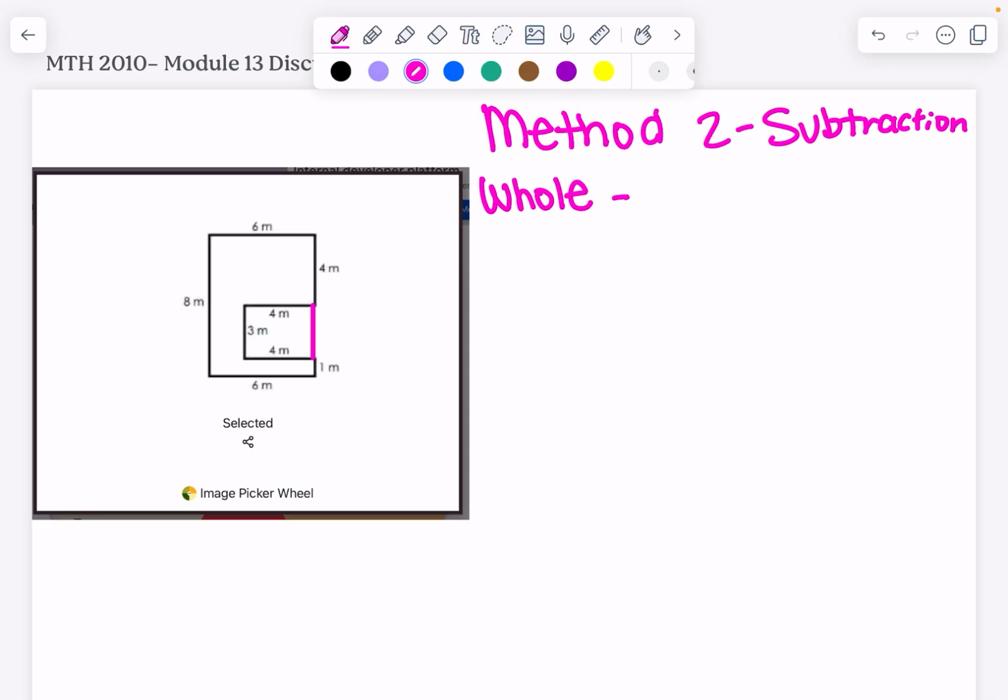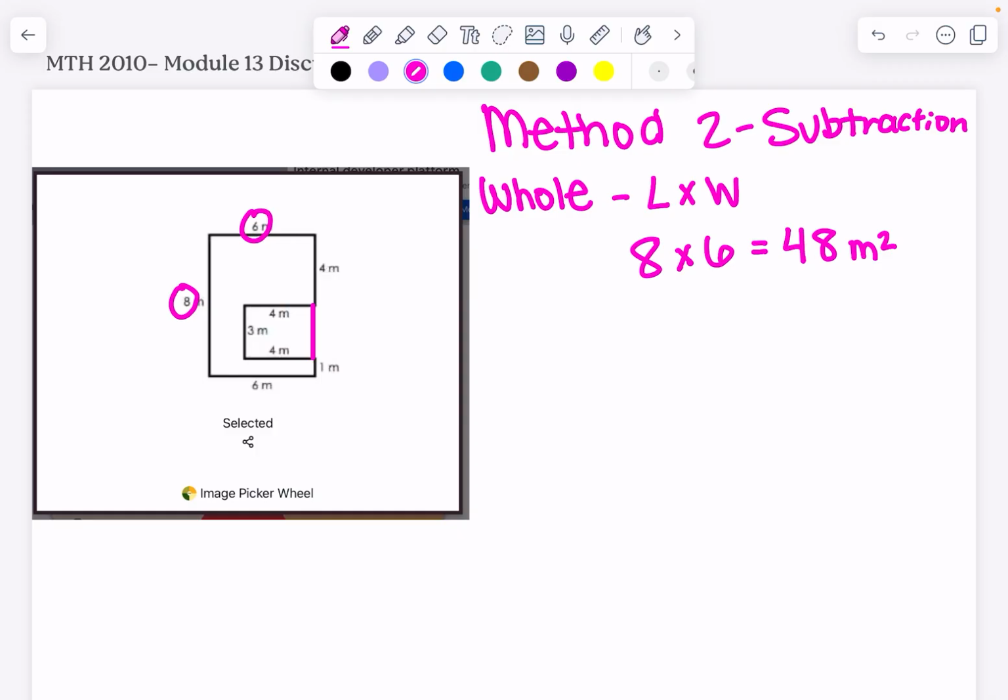So we know that it's still length times width. So now we need to go to our figure and figure out what our length and our width is. So here we have 8 and 6. That is our length and our width. So we do 8 times 6, which gives us 48. Don't forget your measure units, and it's meters squared. But that's for the whole thing. We know the whole thing, but here we have added the missing piece.